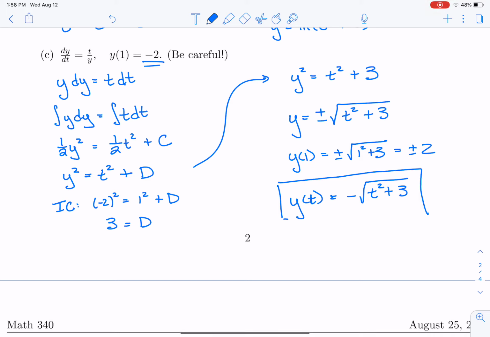Okay, so again, there's another part where we could have an error with this method, because I need to decide whether it's the positive or the negative square root. And so it's important that I go back to the initial condition and I make sure that it matches.